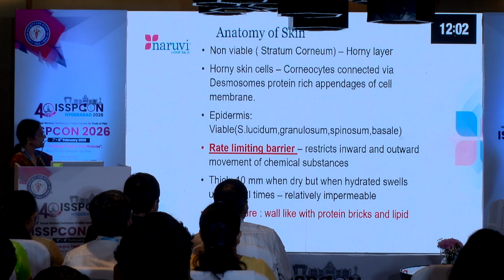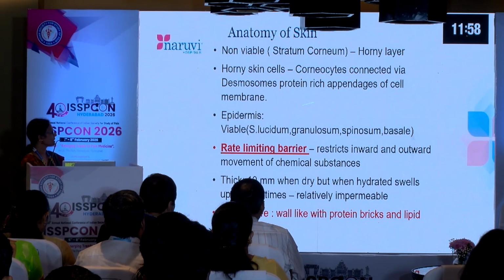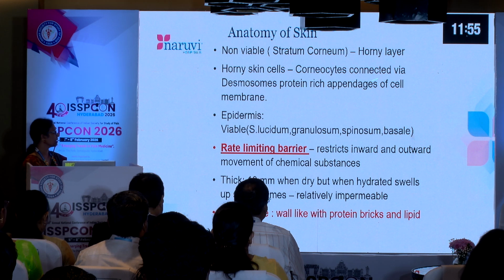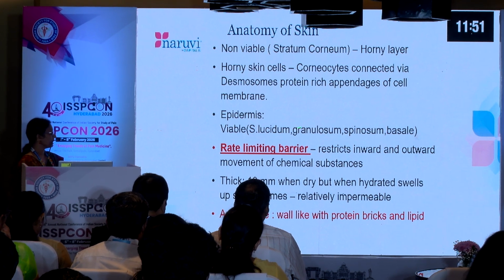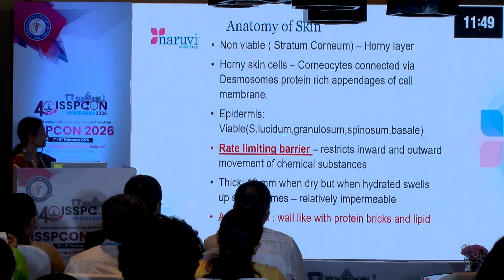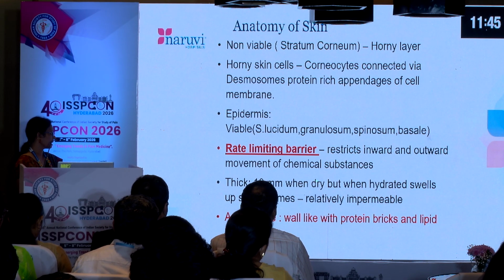The non-viable layer, as I said, is the stratum corneum. It has the corneocytes connected with desmosomes, which are protein-rich appendages. Beneath that is the viable epidermis, which has 4 layers: stratum lucidum, granulosum, spinosum and the basal. The rate limiting layer is the stratum corneum.